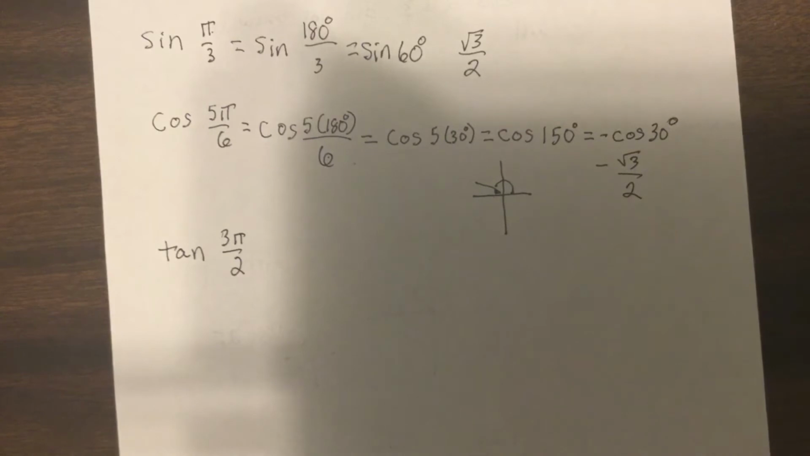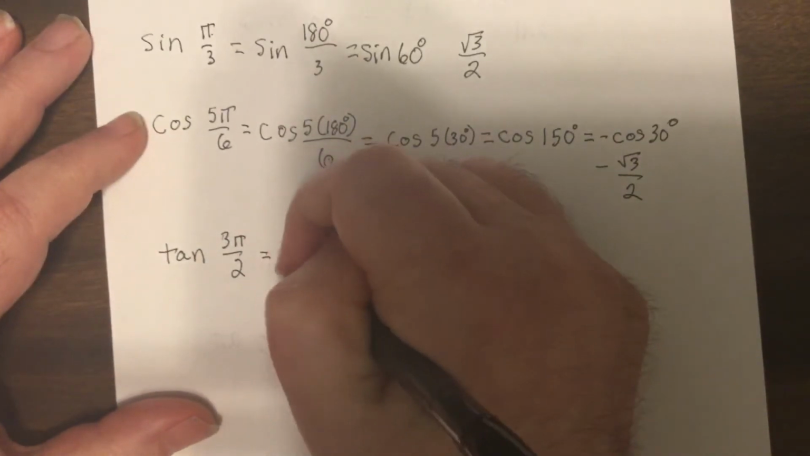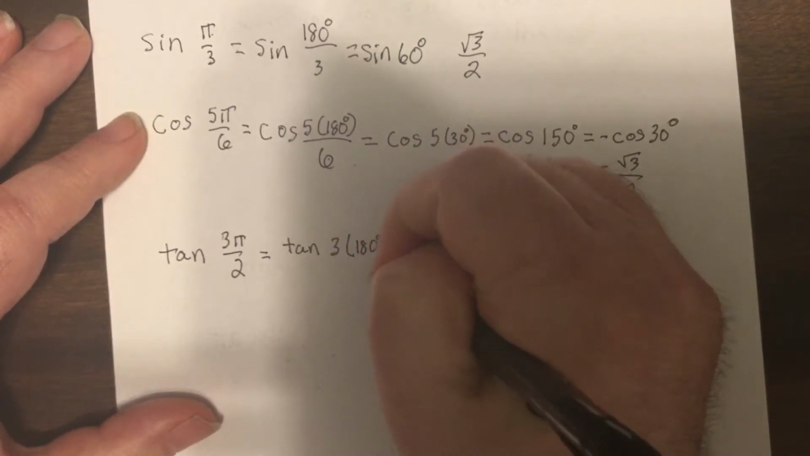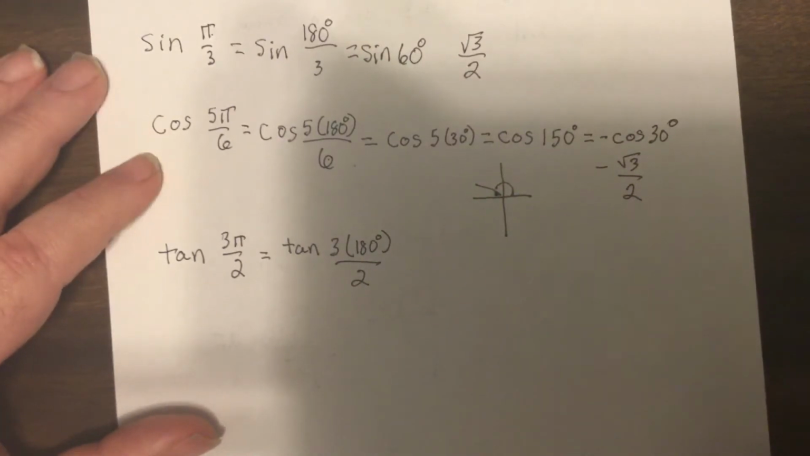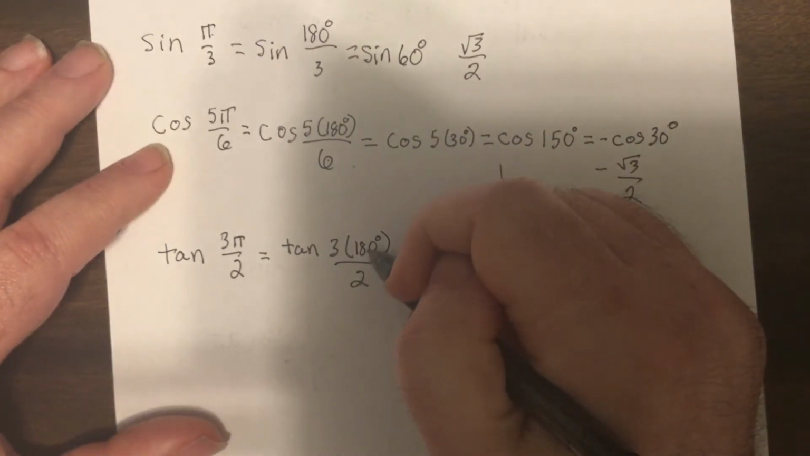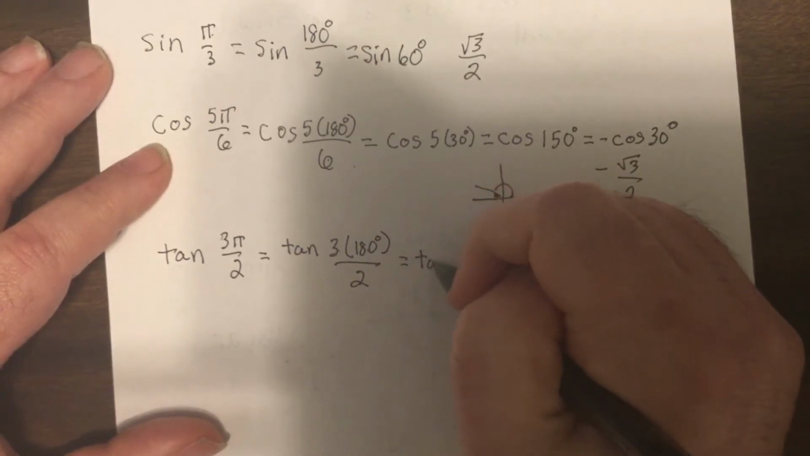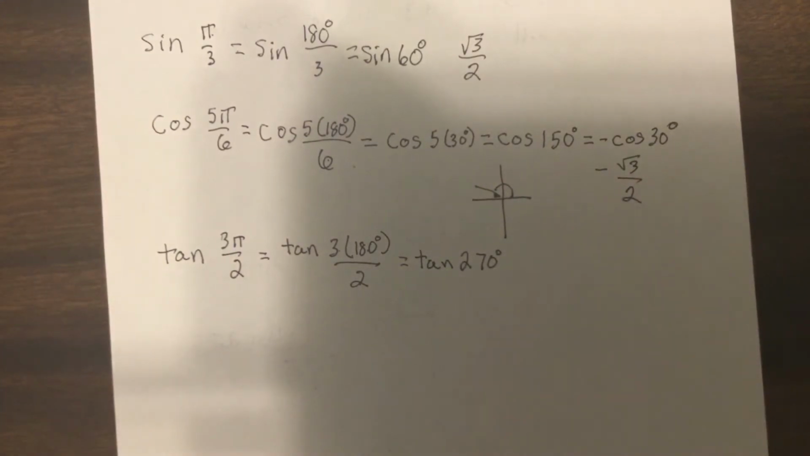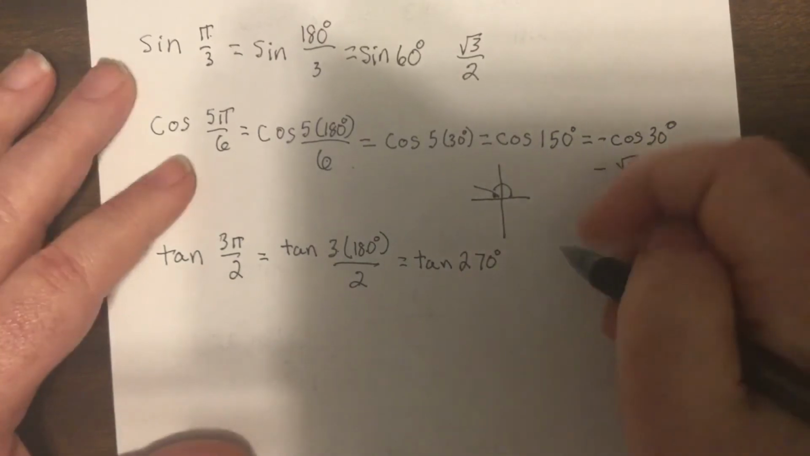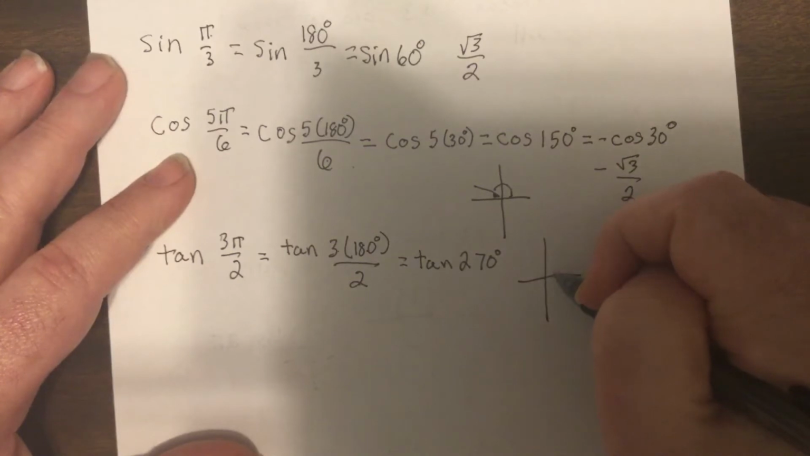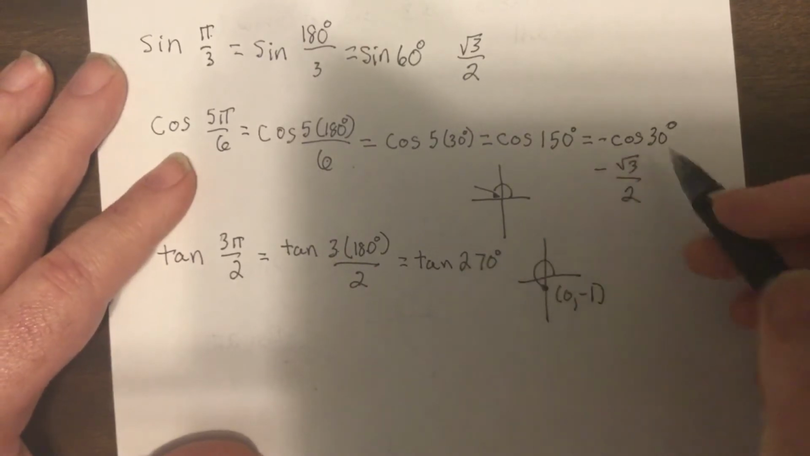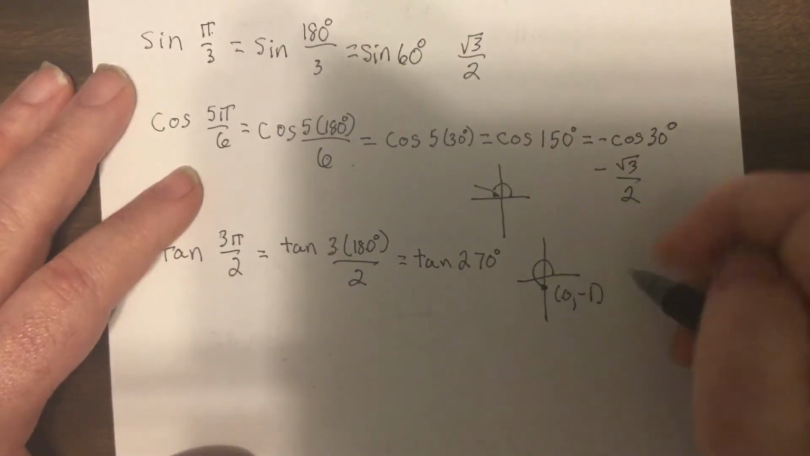Well, tangent of 3 pi over 2 would be the tangent of 3 times 180 over 2. So that'd be 2 into 180 is 90, times 3 is 270. Oh, it's a quadrantal angle. So you find the axis. Right there, that's the point 0, negative 1. Remember, tangent's y over x, so that'd be undefined.